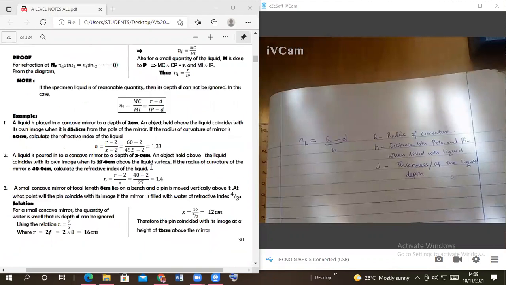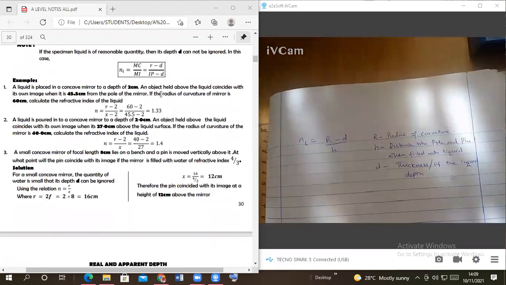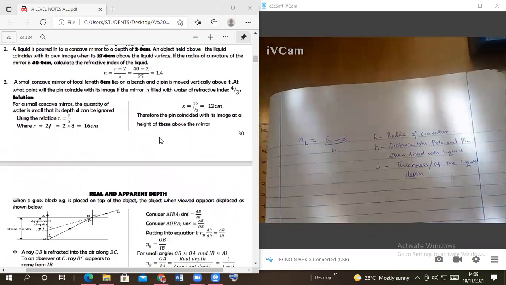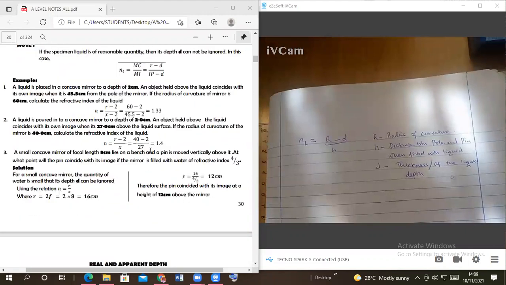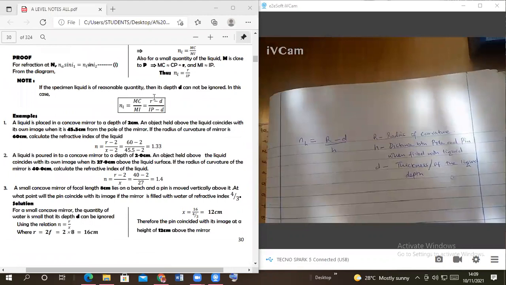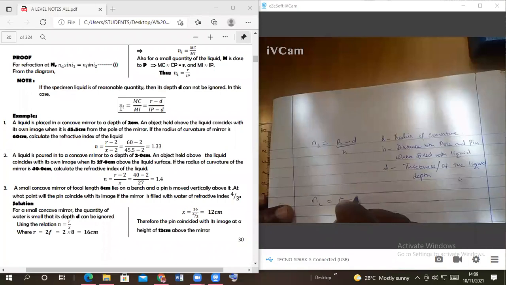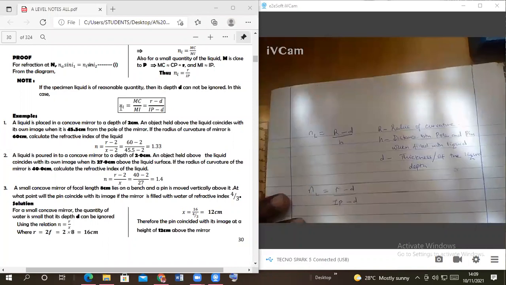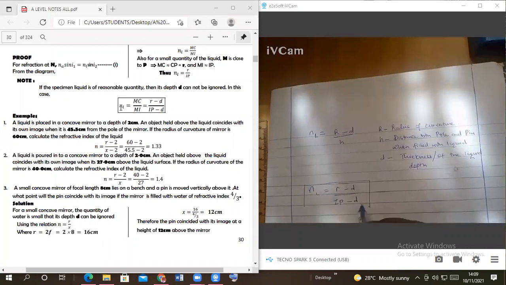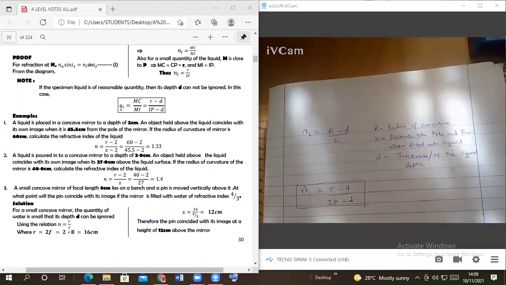And today we are going to look at real and apparent depth. There were some questions which were there. There is also this expression, n_L equals (R minus D) over (P minus D). This one is still the same thing, that will still give you the refractive index of the liquid using a concave mirror. Let's pick this one.